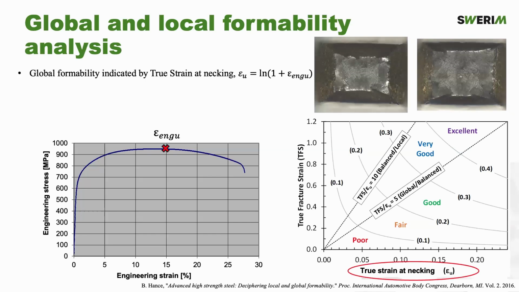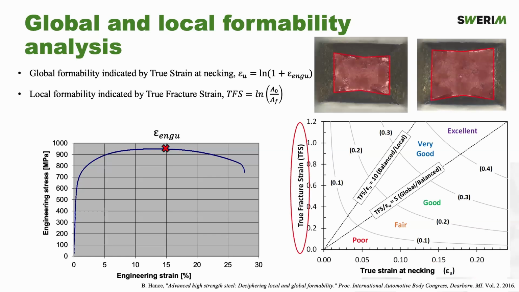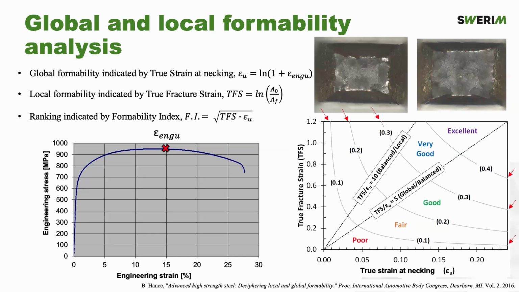But to explain this diagram, you have a global formability index, which is the true strain at necking, that will be on the x-axis. And then you have a local formability index indicated by the true fracture strain, which actually also accounts for the fracture surface in the fracture. And then you have some indexing, essentially this line, which indicates the formability of the material. And then you have these numbers, which are a more arbitrary definition, but it helps to define which kind of properties you will have in the materials.